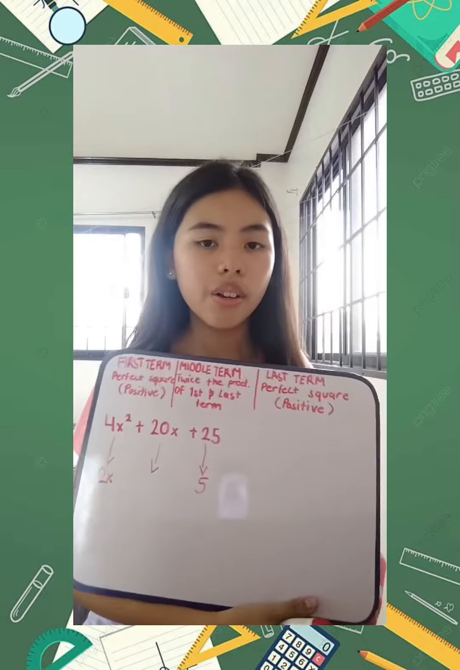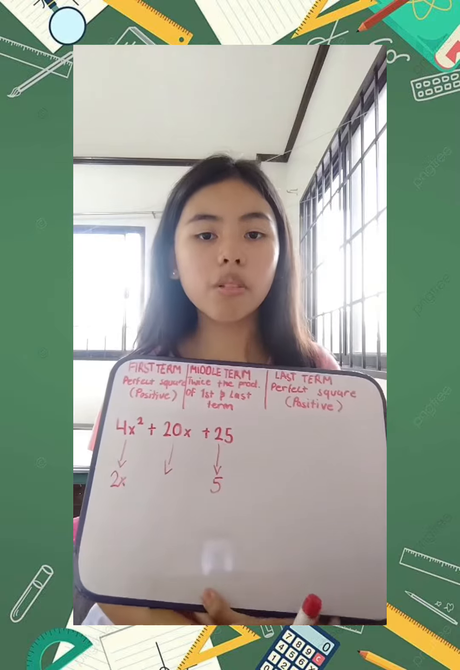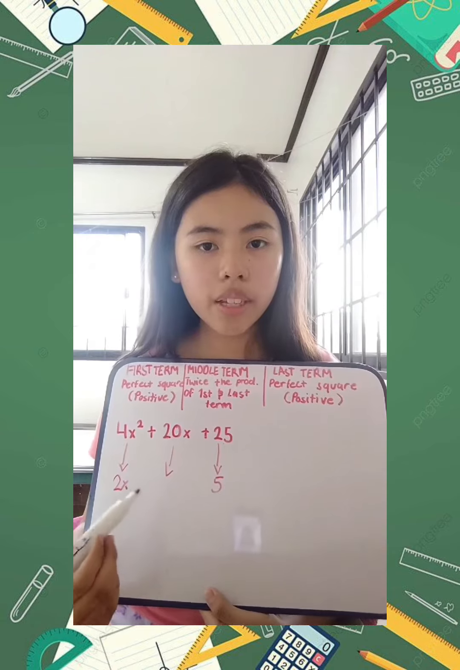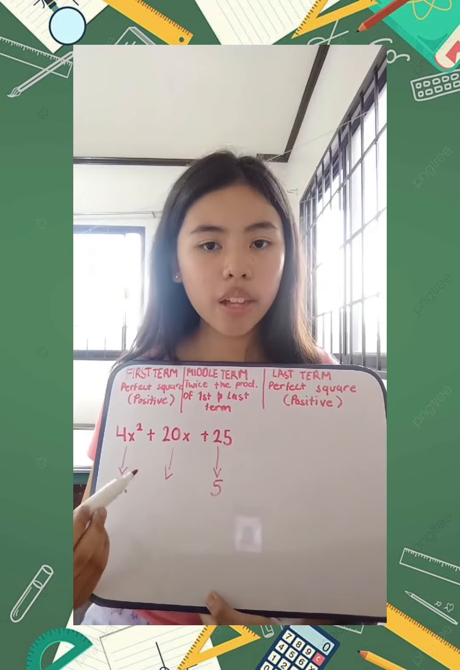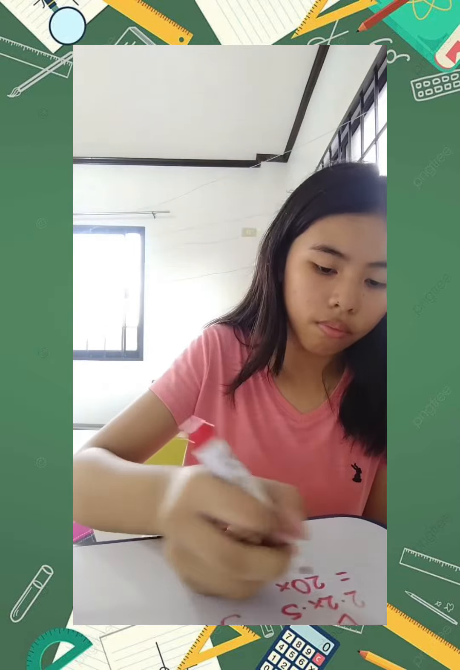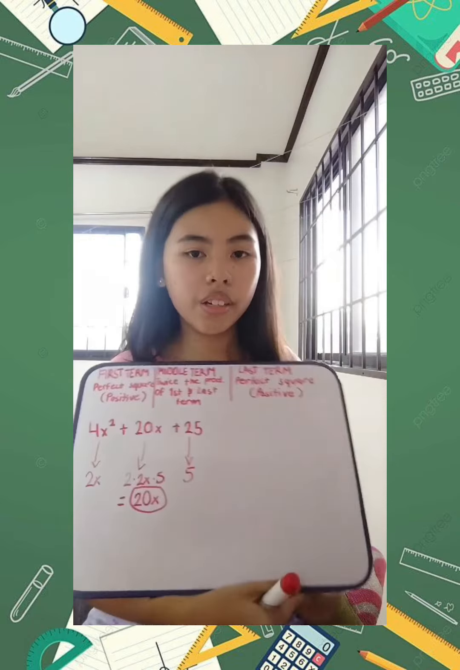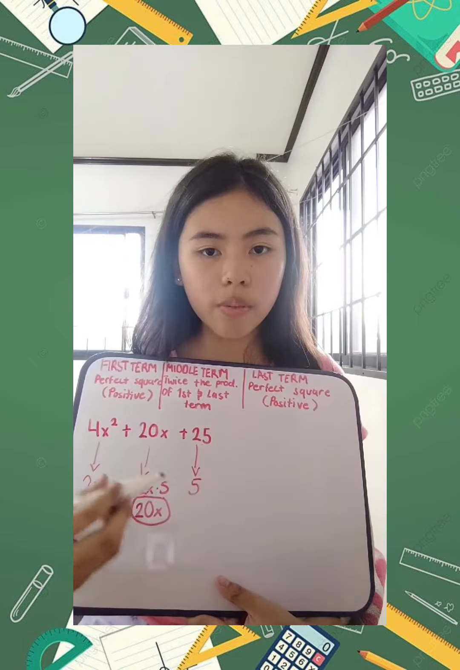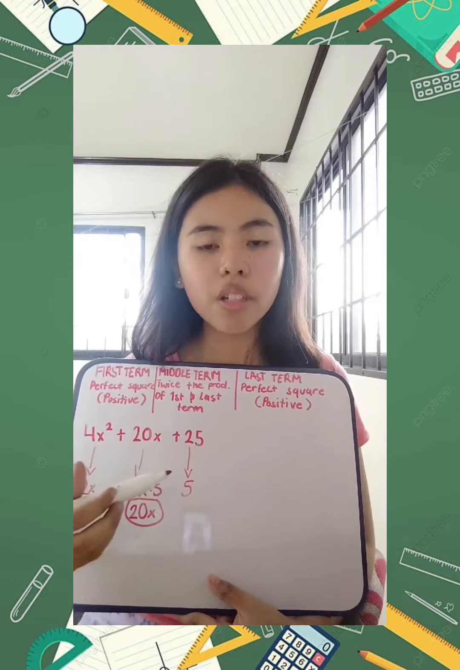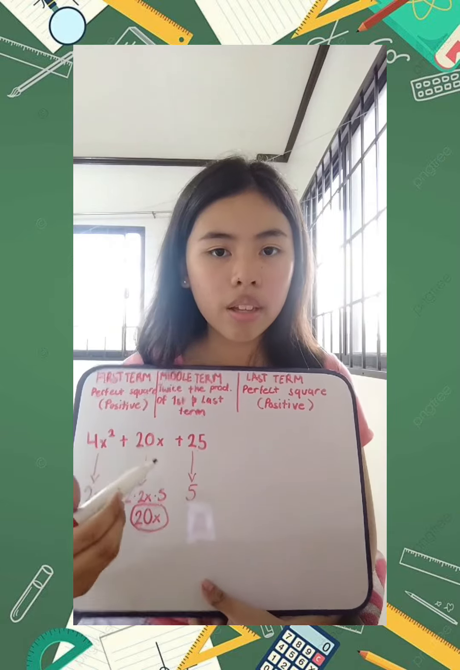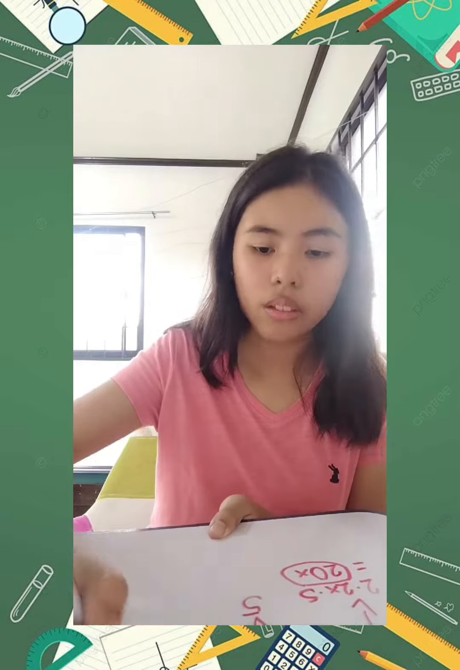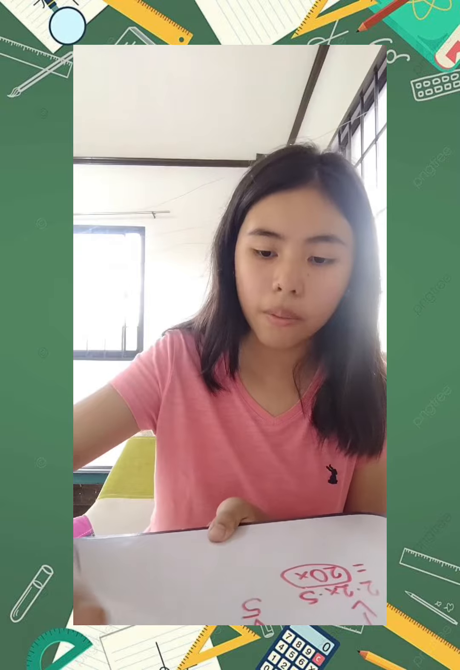Here. So the next step is we will multiply 2x and 5 to 2, and when we get the answer, it must be equivalent to the middle term. So here 2 times 2x times 5 is equal to 20x. So that means the trinomial is a perfect square trinomial. And the answer here is 2x plus 5.